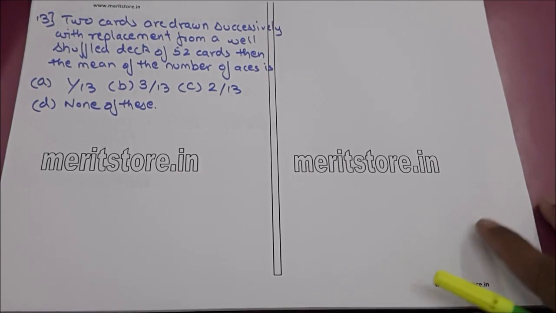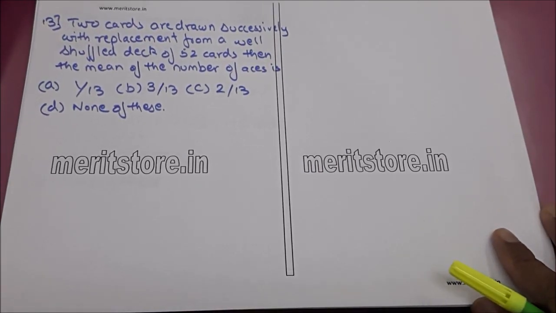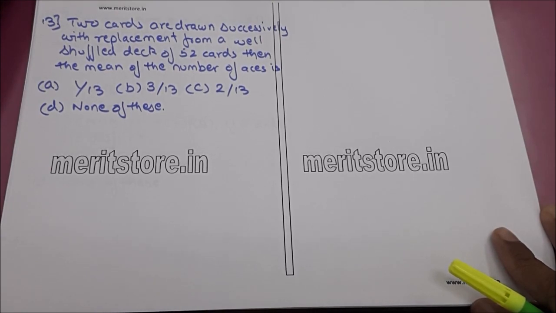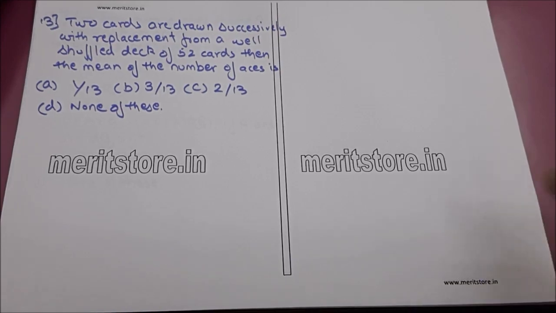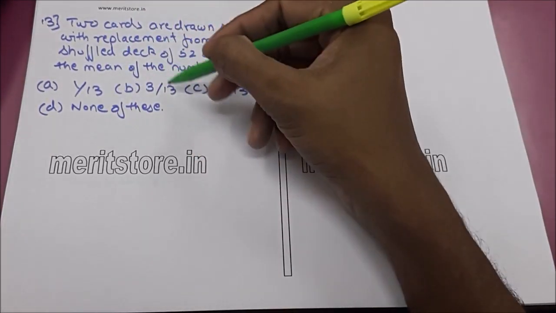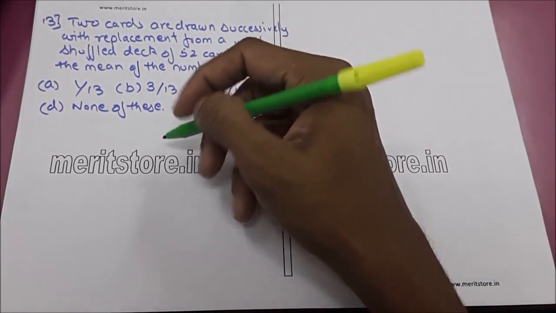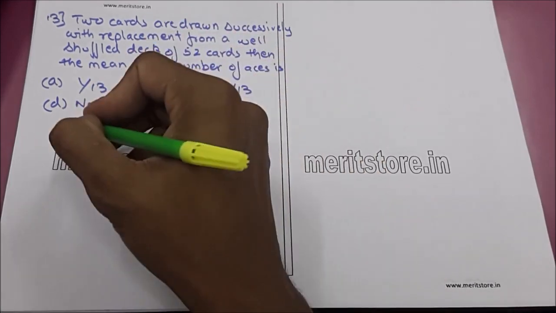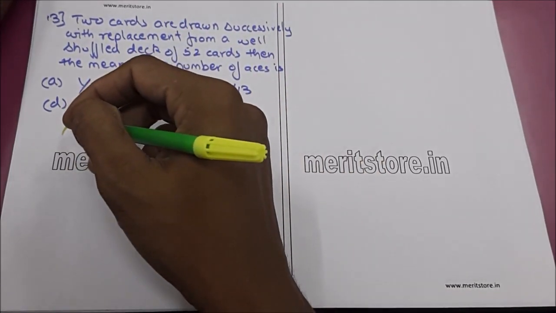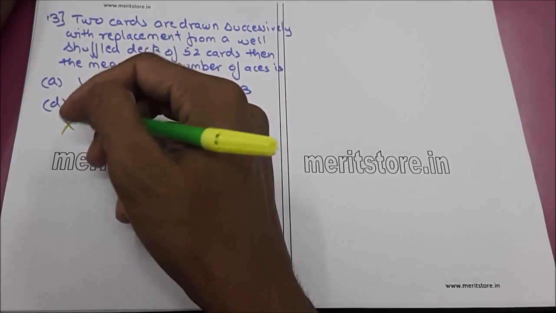Question 13. Two cards are drawn successively with replacement from a well shuffled deck of 52 cards. Then the mean of the number of aces is. We have four options: A 1 by 3, B 3 by 13, C 2 by 13 and D none of this. Let X denote a random variable which is the number of aces.